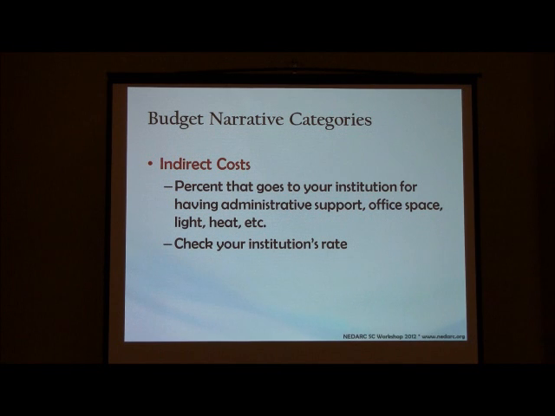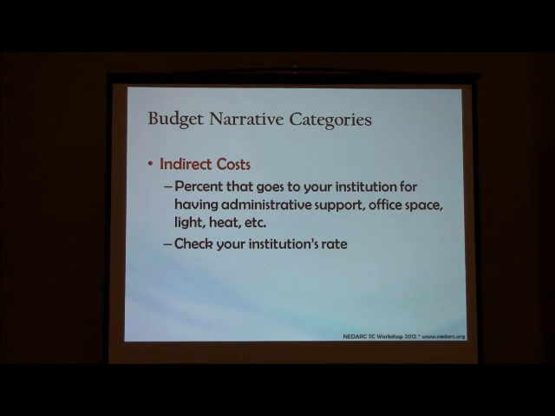And then indirect costs. This is the percent that goes to your institution to be able to use office space, have light, heat, and administrative support. All institutions do have an indirect cost rate. Some are pretty high, some aren't nearly as high. But obviously you need to know your institution's rate and plug that into the, we'll show you here in the spreadsheet.